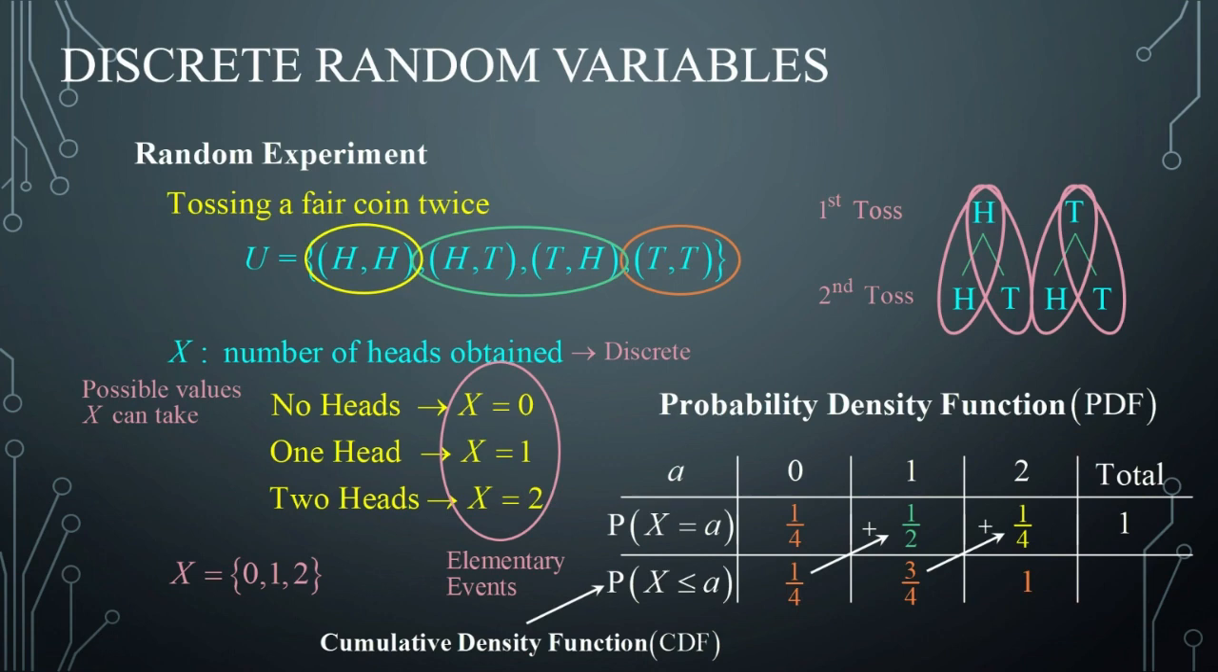Now, for example, to have the probability of x smaller or equal to 1, you could add the probability of x equals 0 plus x equals 1, as 0 and 1 are both smaller or equal to 1. Or we can take the cumulative probability of x equals 1 from the cumulative density function.